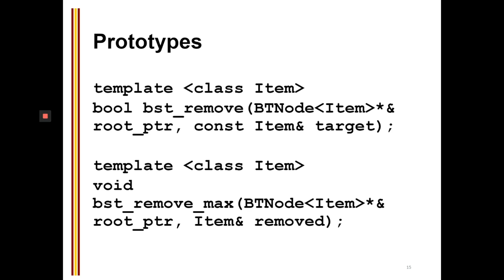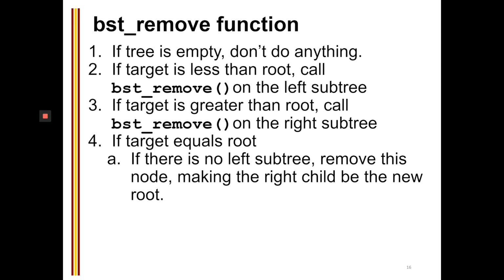We also have a void BST remove max that gets called if we find the item, where we also pass in the root pointer. This time, what we're looking to actually remove, right? And it's passed in as a reference because ultimately it's going to overwrite that root. So let's look at how it all breaks down.